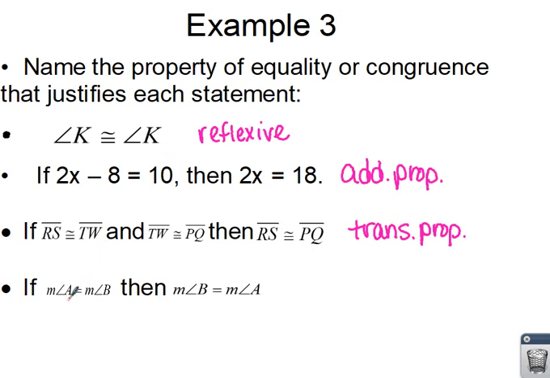Then the last one, if measure of angle A is equal to the measure of angle B, then measure of angle B is equal to the measure of angle A. That is symmetric property. Okay, we're going to practice a lot with these just to make sure that we've got them.